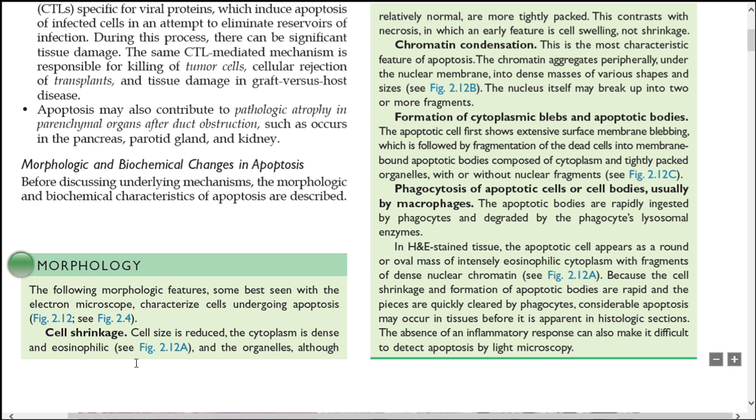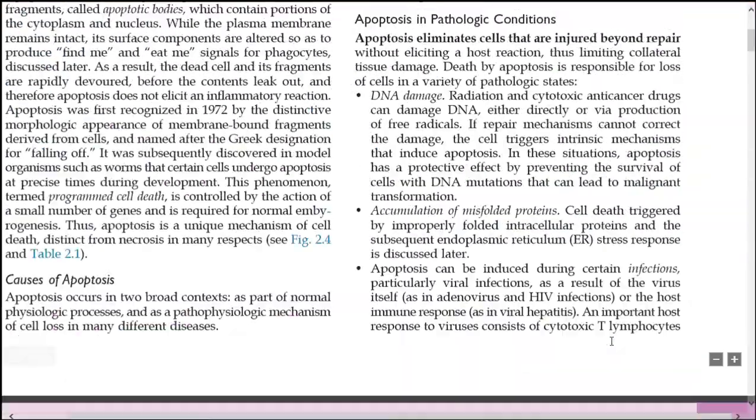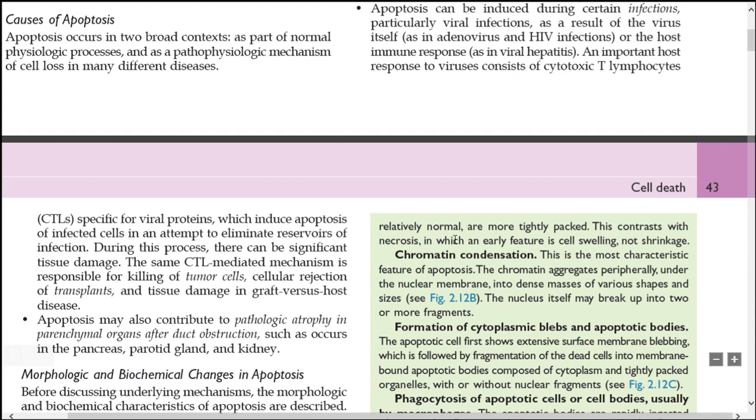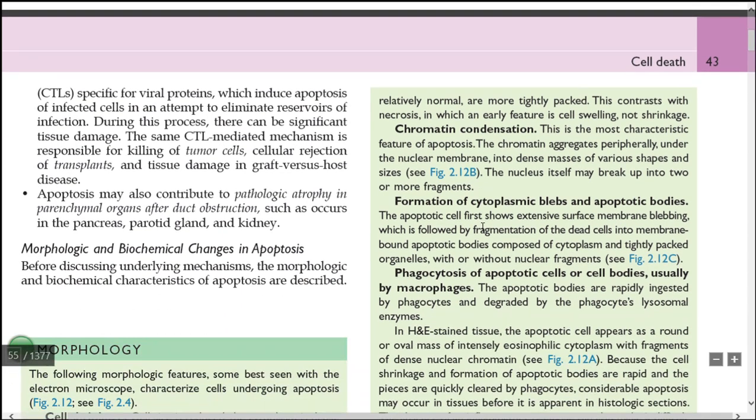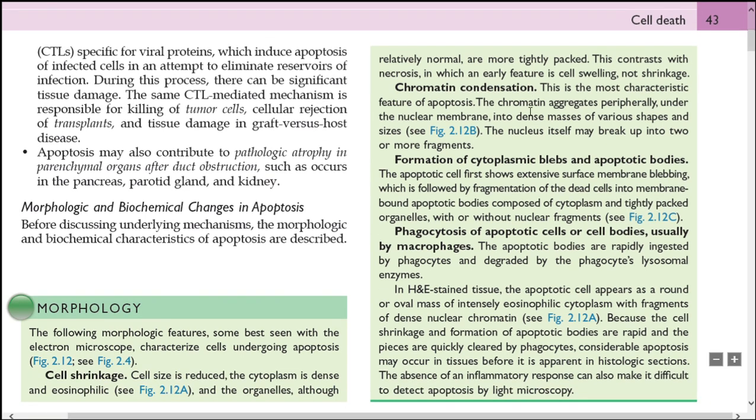First, in contrast to necrosis, where we have seen that the cells swell, here the cell shrinks. So cell size is reduced, the cytoplasm is dense and eosinophilic, and the organelles are relatively normal and more tightly packed. In necrosis, as I said before, the early feature is cell swelling and not shrinkage. That is one important point to be taken down.